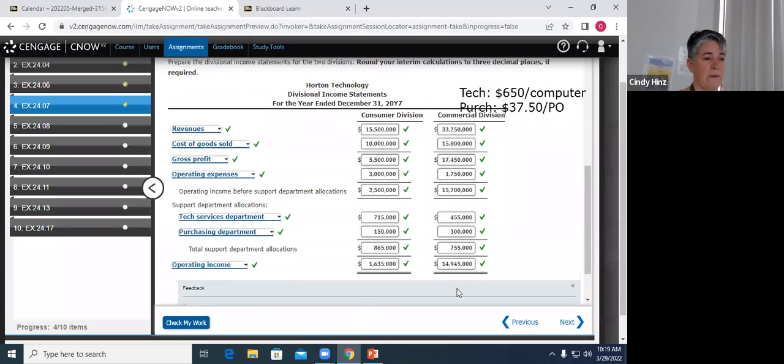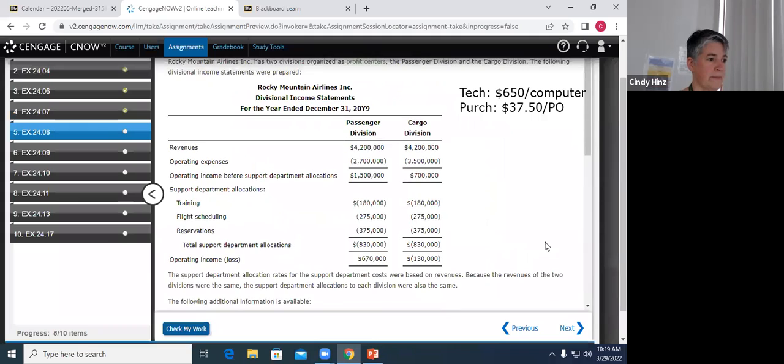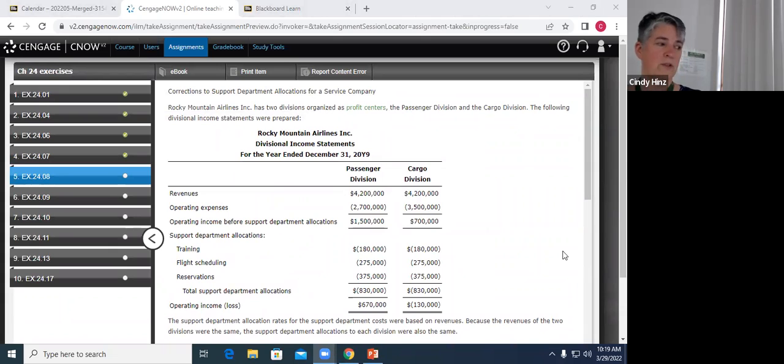Check marks in there. Any questions about using this type of an evaluation for a profit center? Let's keep going then. Here are my lines. Okay. Exercise 5.